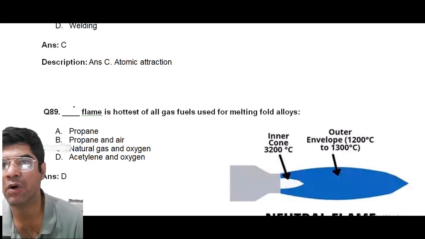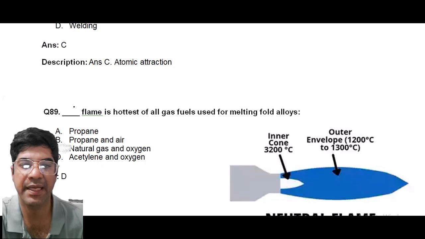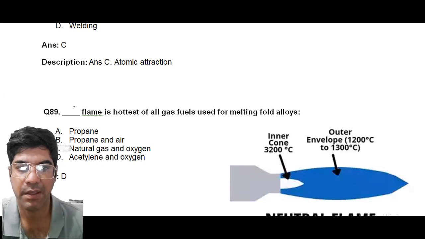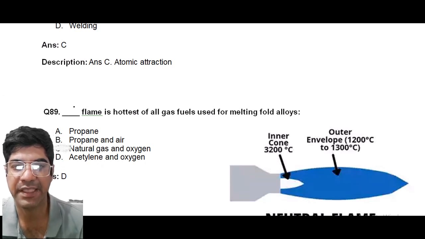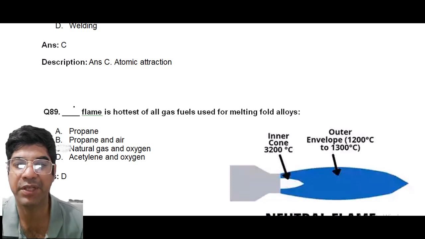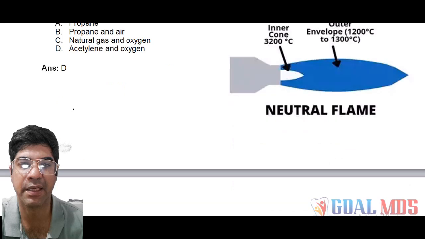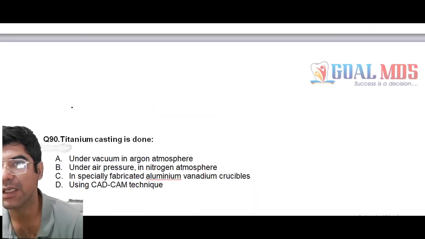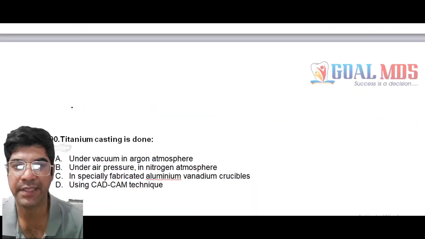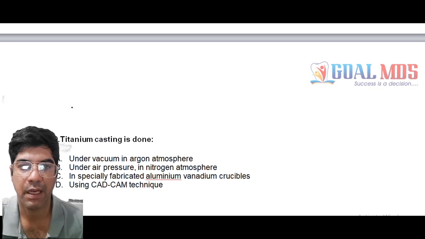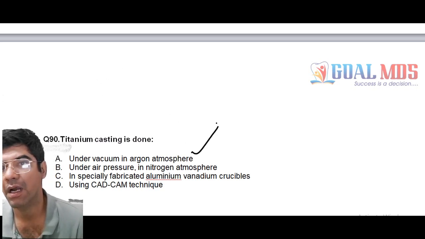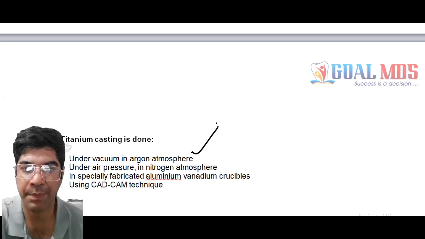Oxyacetylene flame is the hottest of all. It's the acetylene and oxygen. So it can achieve the highest temperature required for melting various types of dental alloys, including the base metal alloys. Titanium casting is done under vacuum in argon atmosphere.